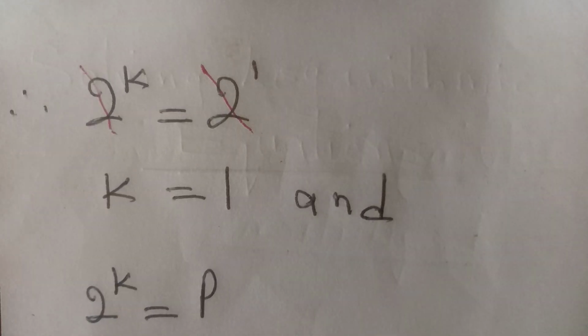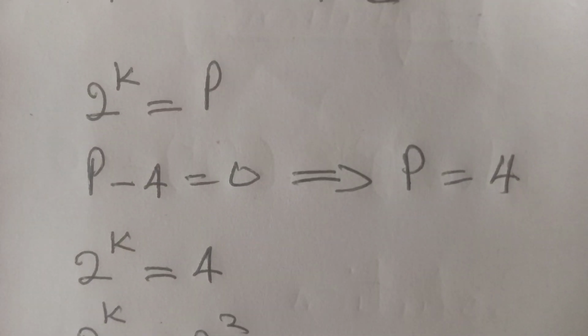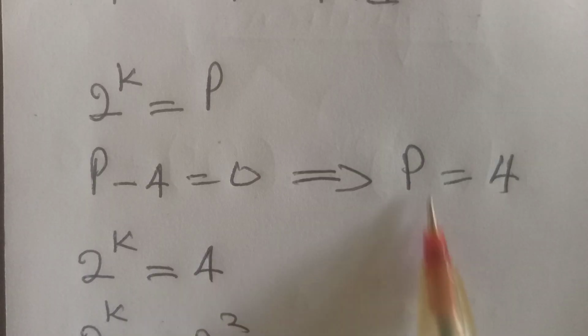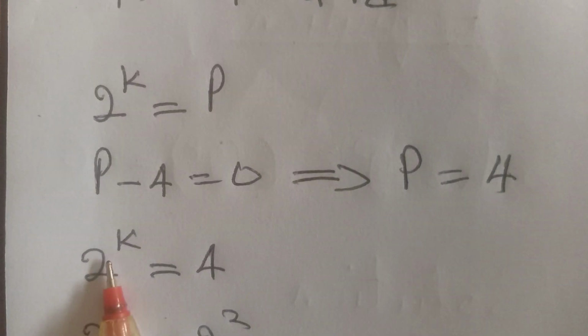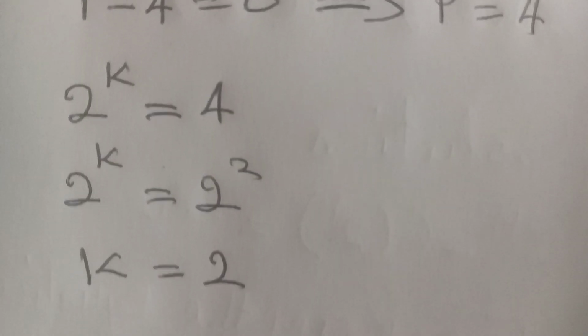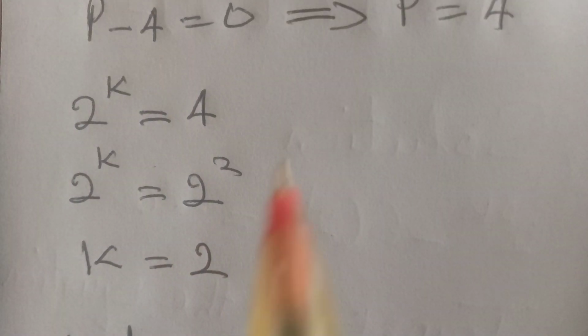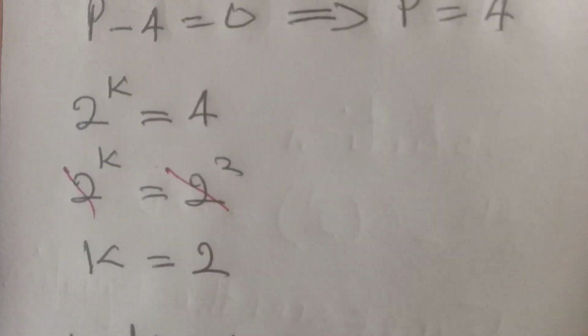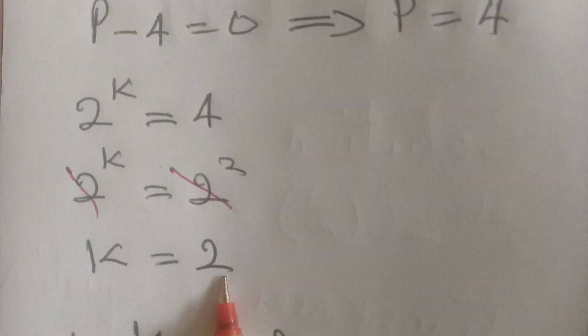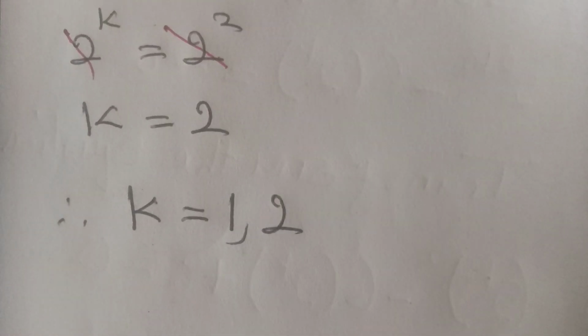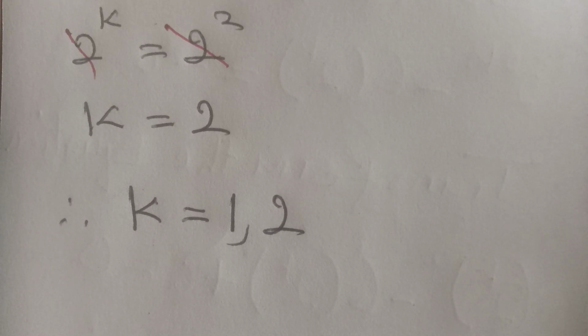Then you pick the second factor we have in the solution. P minus 4 equals to 0. Implies that p is equals to 4. Then remember that p is equals to 2 raised to power k. Therefore, 2 raised to power k will be equals to 4. Then we have 2 raised to power k being equals to 2 raised to power 2, because 4 is the same thing as 2 raised to power 2. Again, these 2 and these 2 can cancel each other. Then you now have k to be equals to 2. Therefore, the solution to this exponential equation will be k equals to 1 or 2. So that is the solution to this exponential equation.